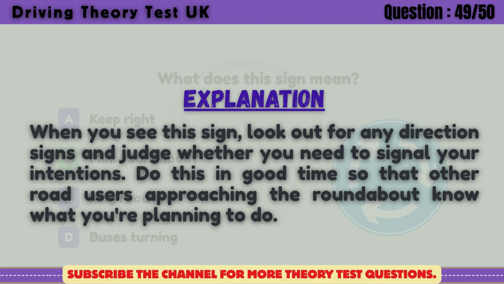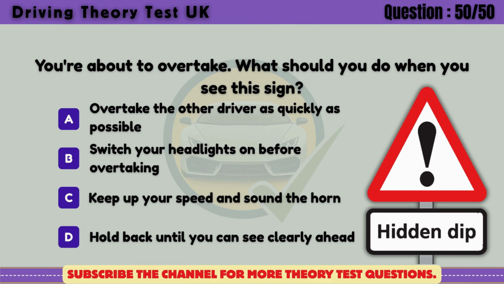Question 50. You're about to overtake. What should you do when you see this sign? Option A. Overtake the other driver as quickly as possible. B. Switch your headlights on before overtaking. C. Keep up your speed and sound the horn. D. Hold back until you can see clearly ahead.